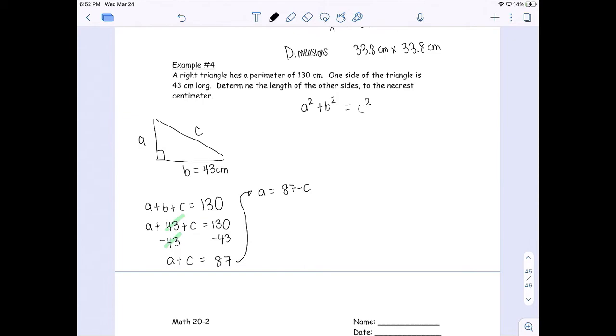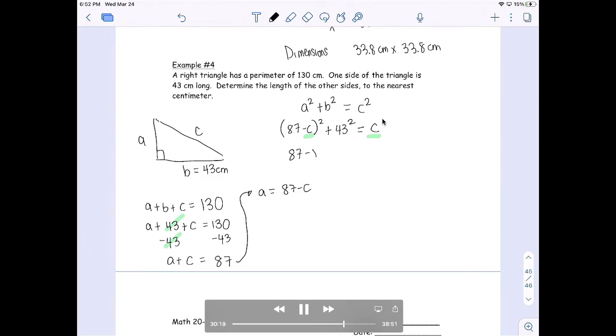Once you know what one of your variables is, that's what you want to use to replace it. So everywhere you see an A, replace it with 87 minus C in the Pythagorean theorem. So A was replaced with (87 minus C) squared. Then B we know is 43, so put 43 in the spot of B. And C squared can stay as it is, so make sure you put a little 2 there when you're doing this. So it's going to be (87 minus x) squared plus 43 squared equals x squared.